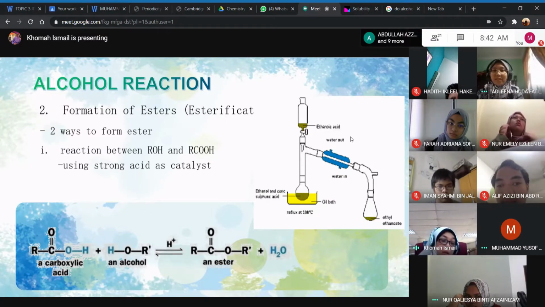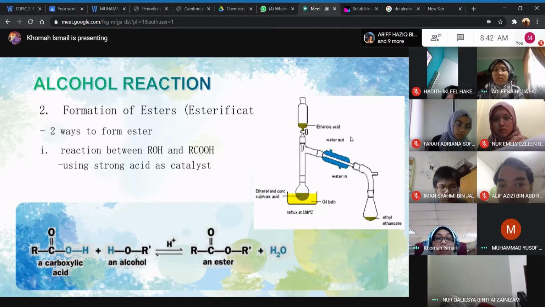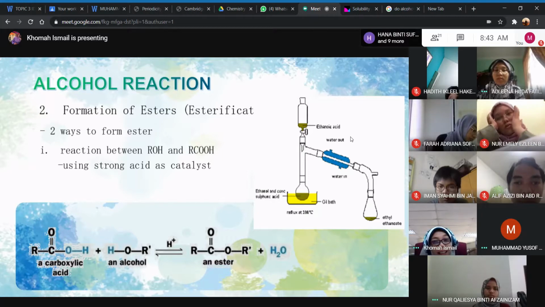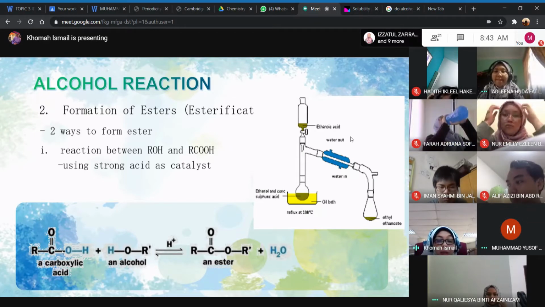Carboxylic acid. Okay, so that's why I said carboxylic acid is a weak acid. It may release hydrogen, it may not release hydrogen. Same thing like alcohol. Sometimes it will release here, sometimes it will be broken here. That's the function of a weak acid. Sometimes it can be an acid, it can also be a base.